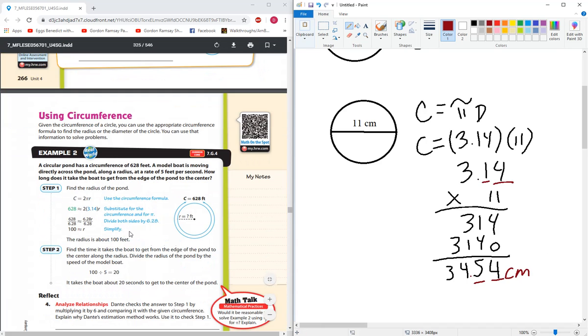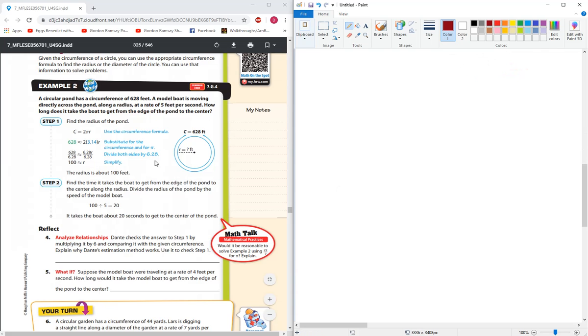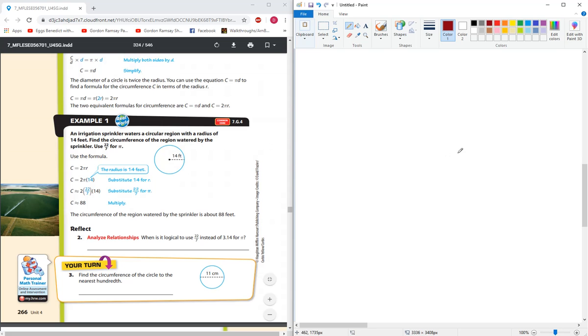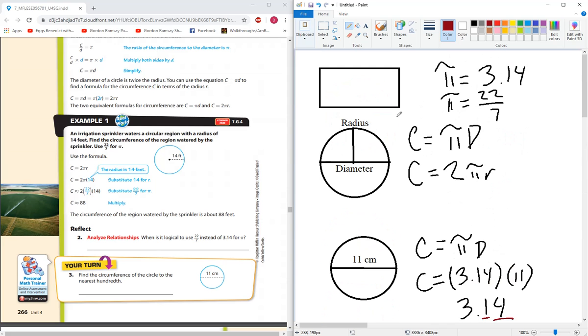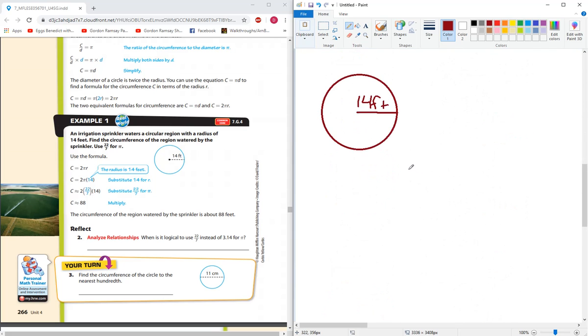All right. Now let's see what it would look like if we had a radius. Is there one here? Yeah, here. This one has a radius of 14. Let's just put 14 feet. Why not? Right now it has radius, so we're going to be using the radius equation, 2 times pi times r. C is equal to 2 times pi times r. Let's see what that looks like. C is equal to 2.